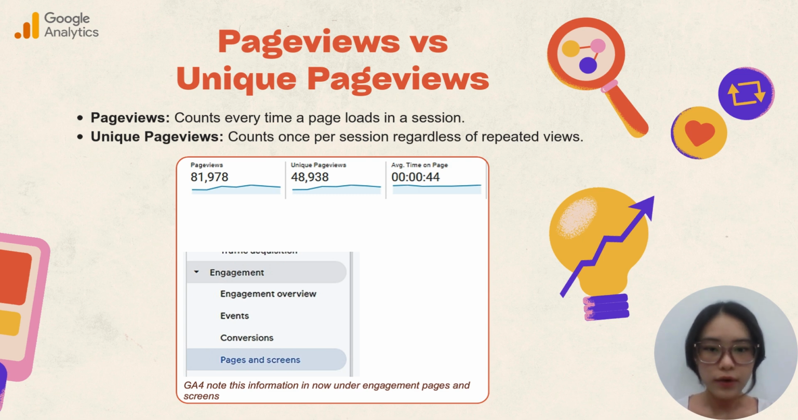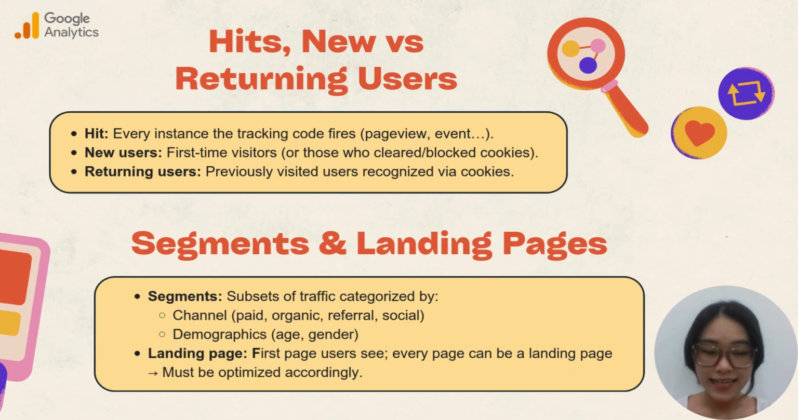Page views record every load of a page within a session. Unique page views count only one view of that page per session, even if the user refreshes or returns to the page multiple times. Next is hits, new versus returning users, also segments and landing pages.